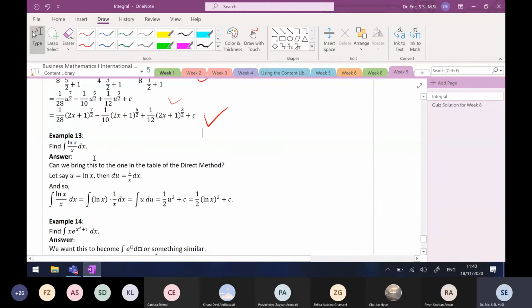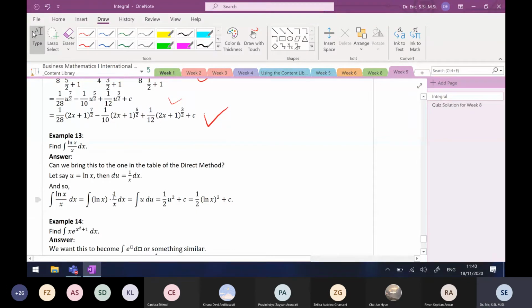Okay. Then I can let u equals ln x. If u equals ln x, then du/dx is 1 over x. Then we can multiply: du equals 1 over x dx. Okay. Then what is this? This is the integral of ln x divided by x. This is ln x times 1 over x dx.